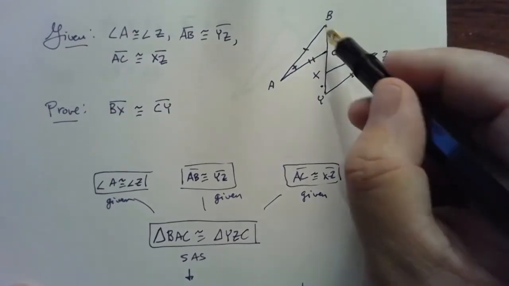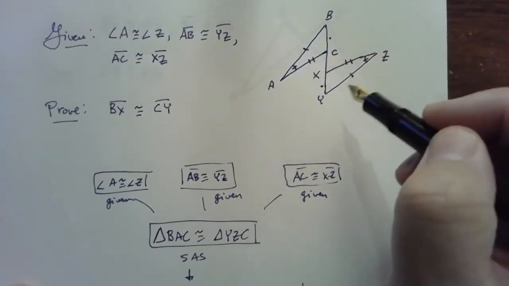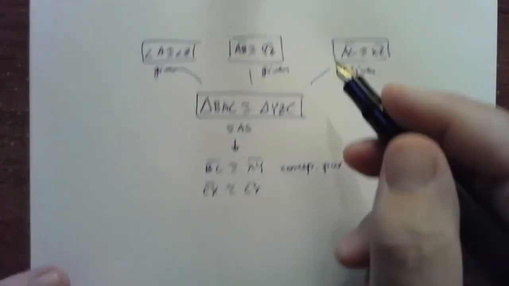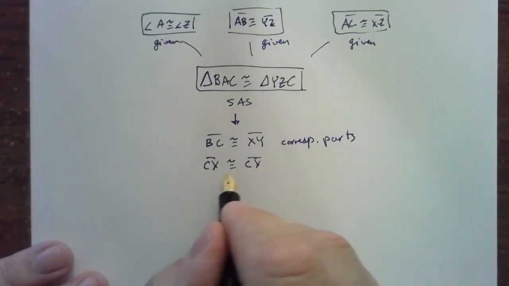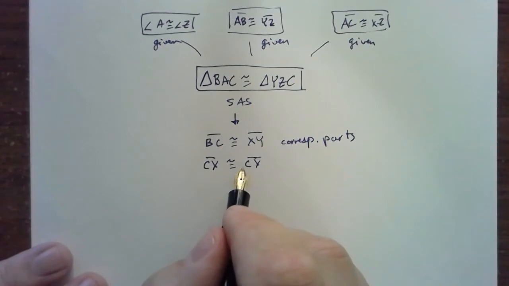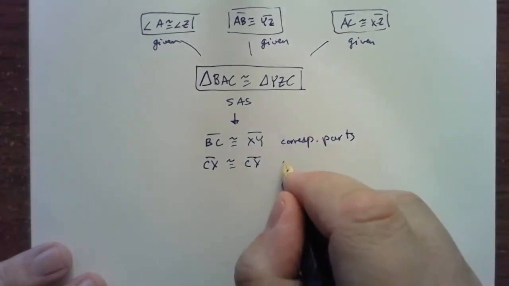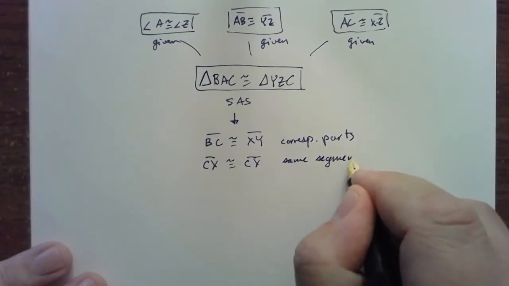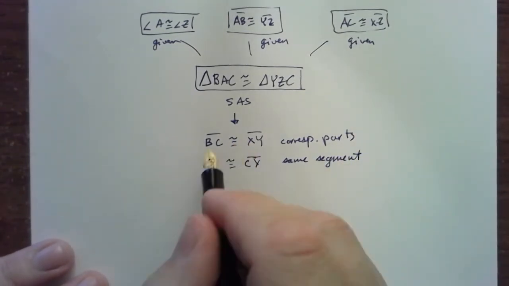So I'm going to take BC, I'm going to add CX to it. I'm going to take XY, and I'm going to add CX to it also. This needs a reason also. We can't put something down unless I have a reason for it. Of course, here, this is obviously just the same segment, or if you prefer, you can write reflexive property.